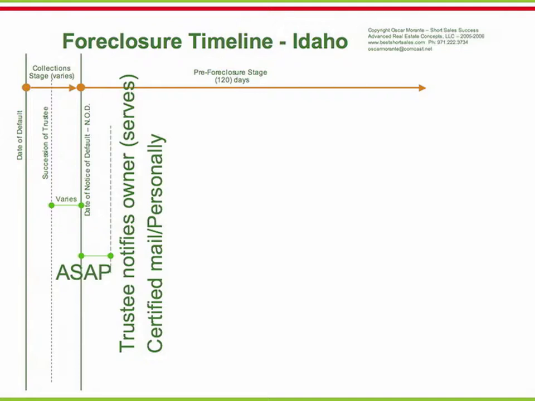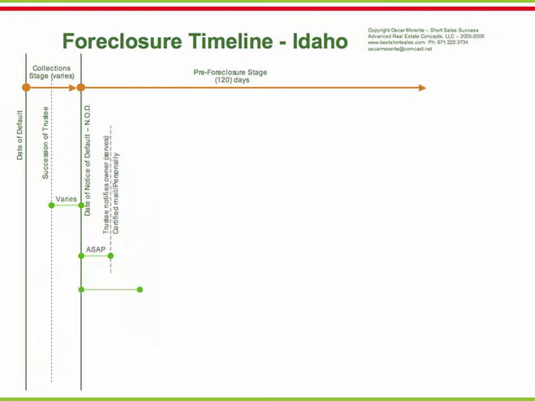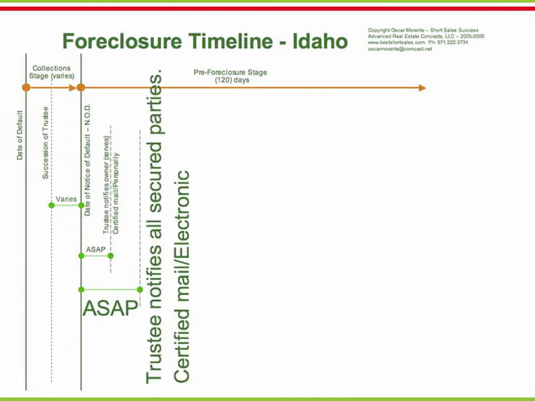If they are not present, the notice will be pasted to the main access to the property, typically the front door. The trustee will then notify all other creditors collateralized by the property. This will be by certified mail. Large institutional investors, such as banks, are usually aware of foreclosure through paid services.